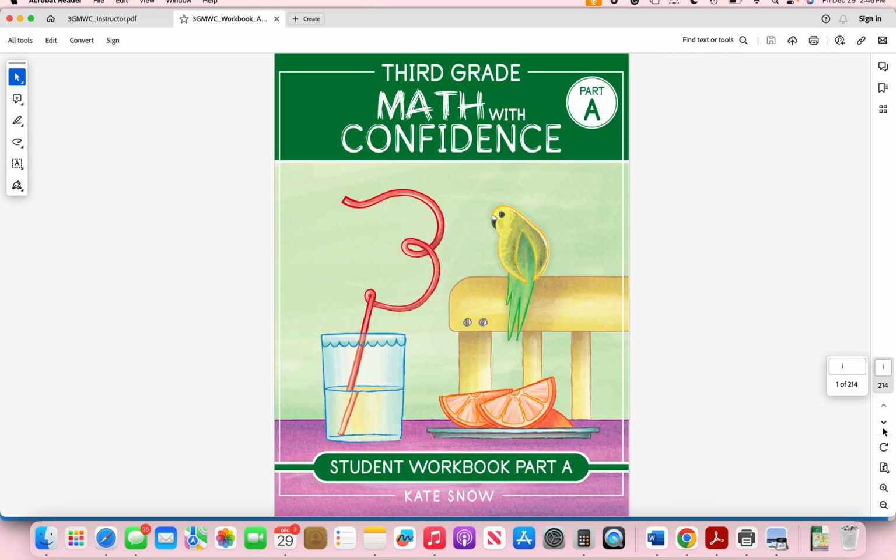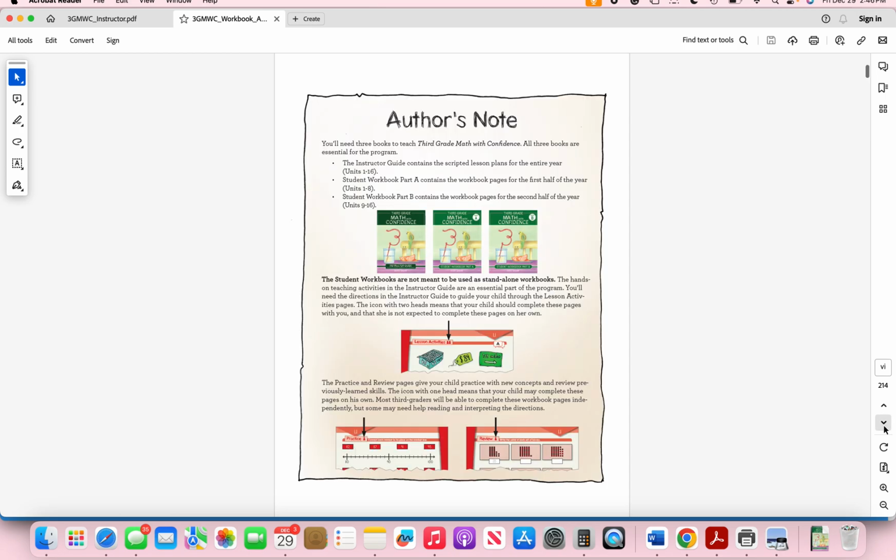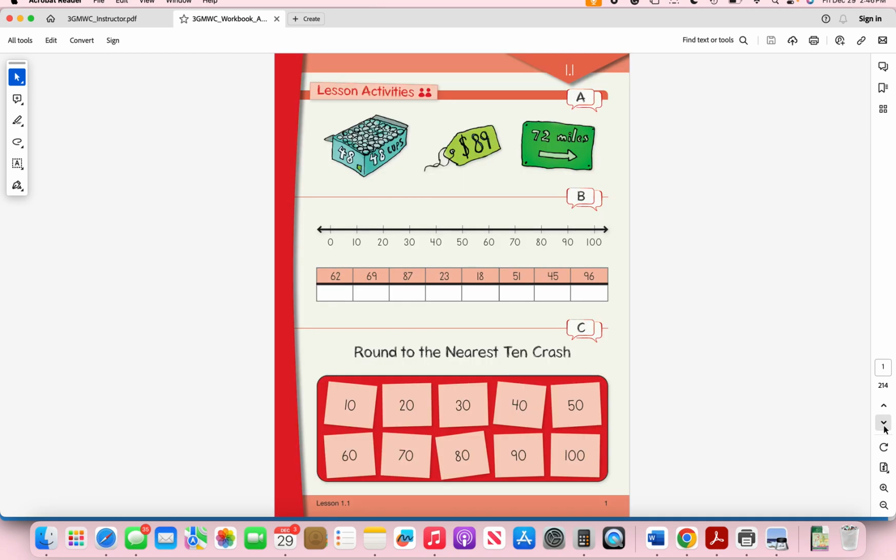Now the workbook. So let me show you what I was talking about. Now, so the workbook is in full color, which is fantastic. So this page where it says lesson activities, this is the page that you will do with the student. So if you're just looking at this, the student really wouldn't have any idea what to do, because there's no directions. Okay, now you can kind of guess what they're doing here. They're rounding. But this is scripted in that teacher's guide telling you what to do. So it is very important that you do this page with the student.